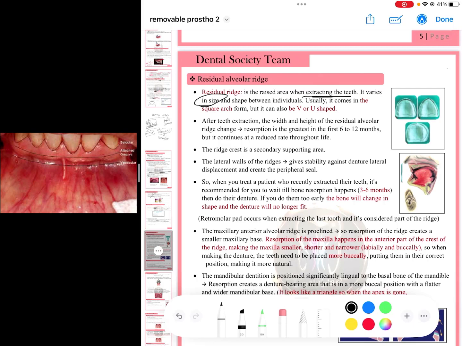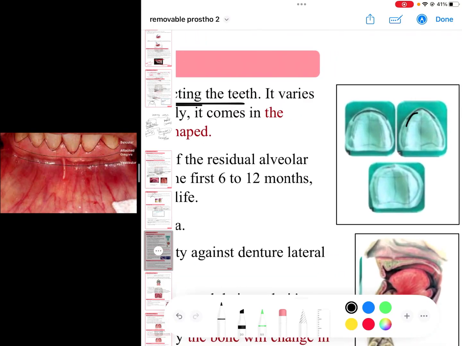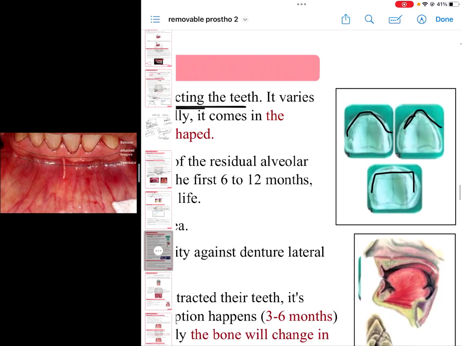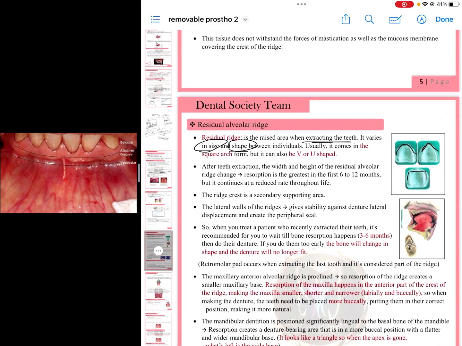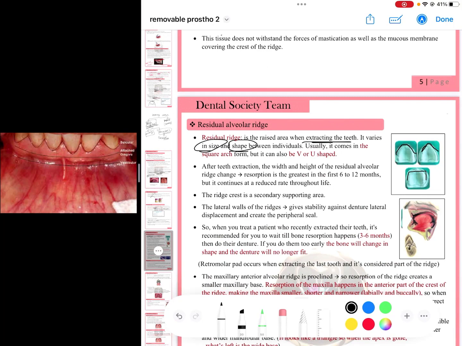It varies in size and shape. Look at this picture. It can be V shaped, square shaped, or round shaped, okay? So it varies. After extracting the teeth, the width and the height of the residual ridge will change. Resorption will happen. The resorption in the first 6 to 12 months will be the greatest, the fastest, but then it will continue at a reduced rate, it will become less.